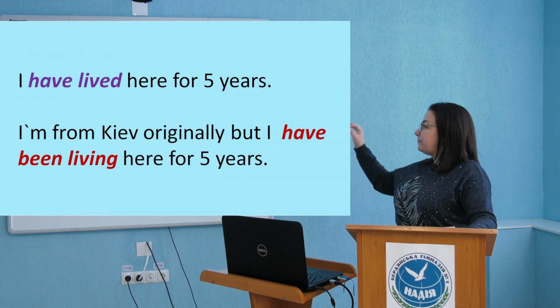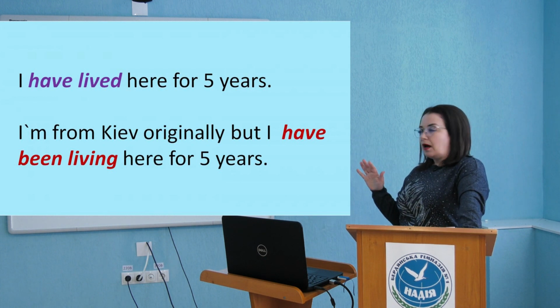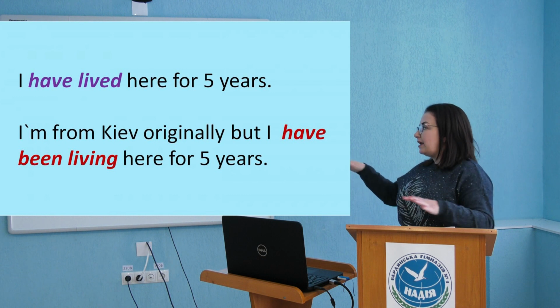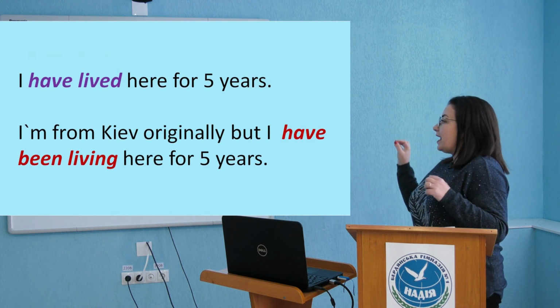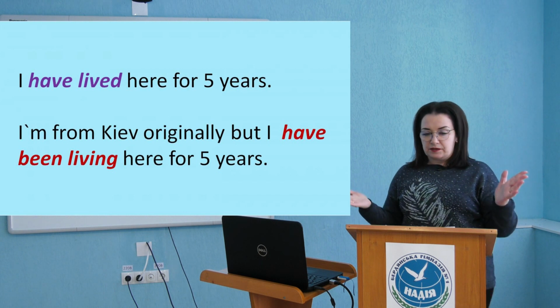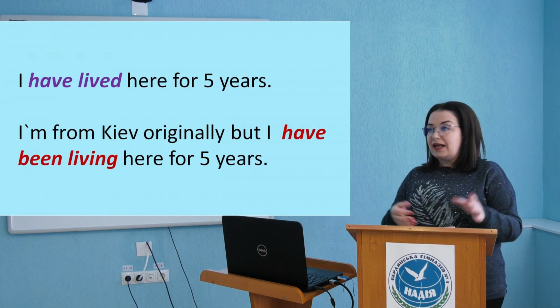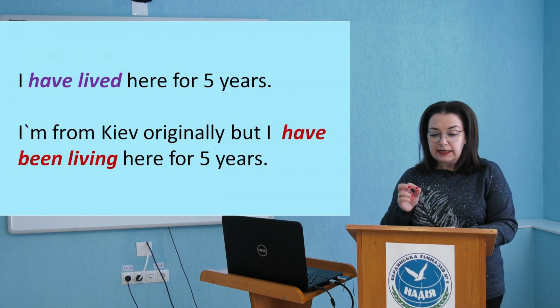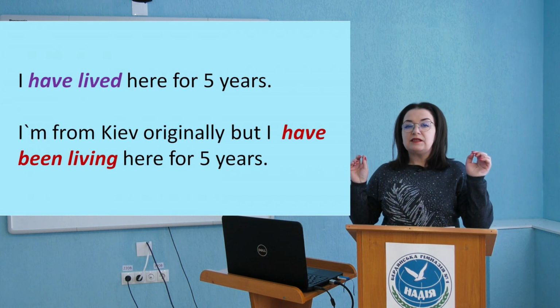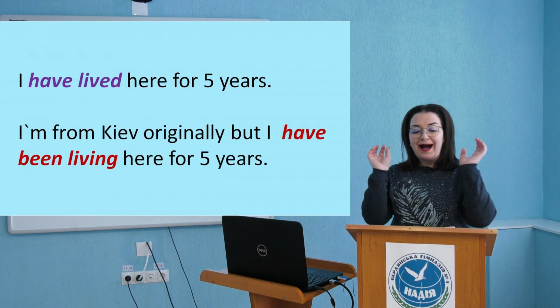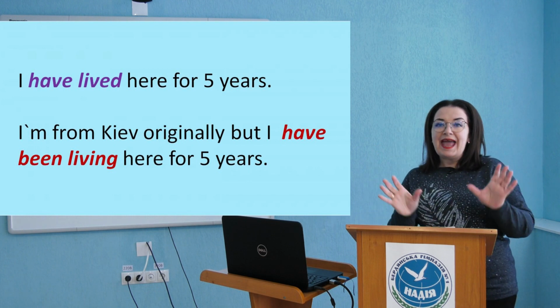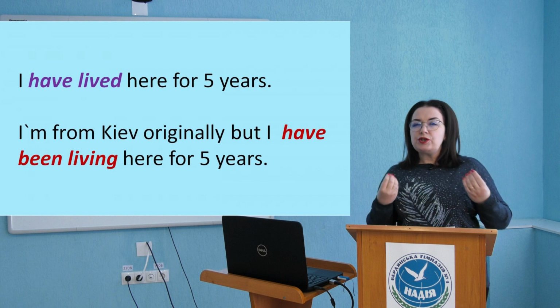But no problem, I am going to explain it for you now. Look, I have lived here for 5 years. And the second sentence is, I'm from Kiev originally, but I have been living here for 5 years. So both of these sentences use the adverb for, as you have noticed, okay? And it is used to give us more information about how long the action has been happening for, about the duration of time.